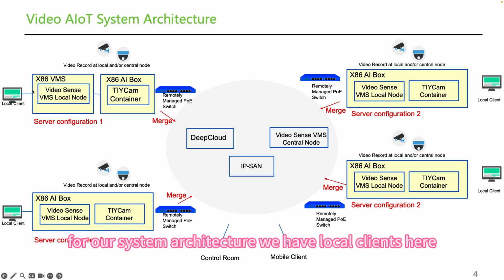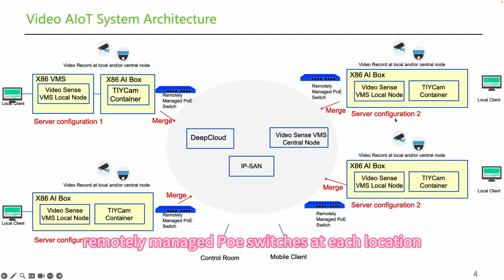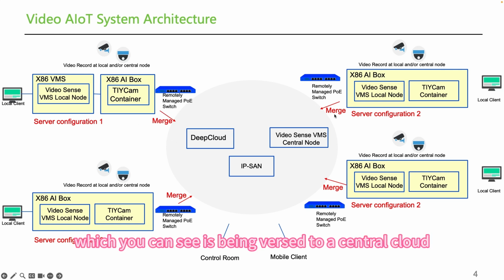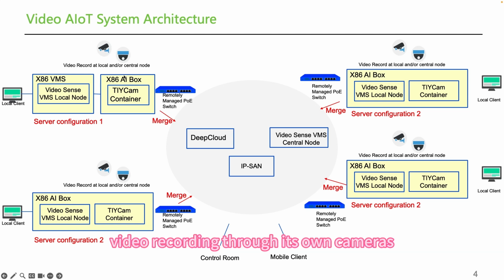So for our system architecture, we have local clients here, represented as computer monitors, as well as remotely managed PoE switches at each location. Now each location here, which you can see is being merged into a central cloud, can be an individual store, and there are sort of two configurations for each store. Each store or location has video recording through its own cameras.